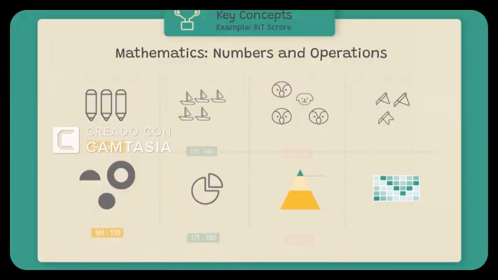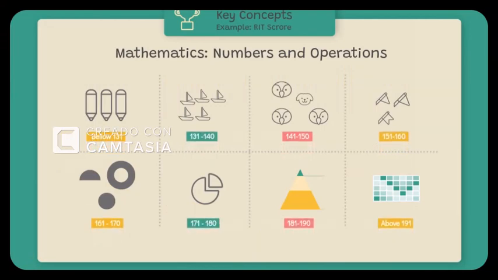For example, this chart represents the RIT scale in a school math assessment. The questions are grouped by level of difficulty, starting with 131 and below as less complex, and ending with 191 and above as the range with the major complexity.